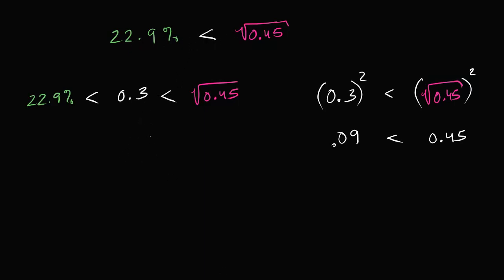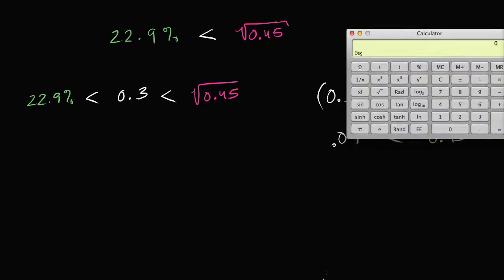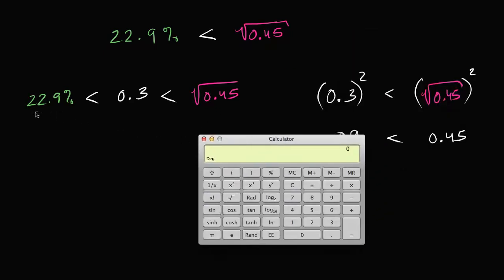Now another way you could do it, you could take out a calculator. I'll do that just for kicks. So 22.9%, that's the same thing as 0.229. So we really just want to compare this quantity to the square root of 0.45. And there's two ways we could do it. We could do the way I started. You could square this and see if it's greater than 0.45. So let's do that. And you see, no, this is 0.05, which is clearly less than 0.45. And so that would validate this.